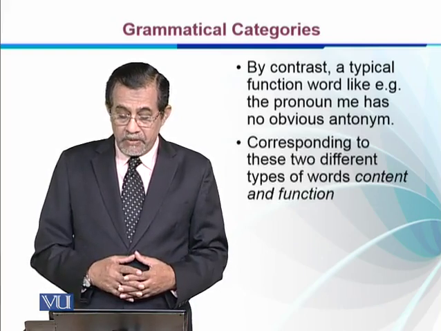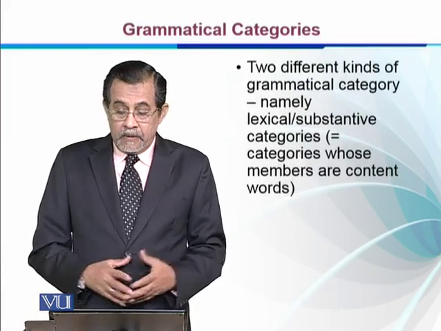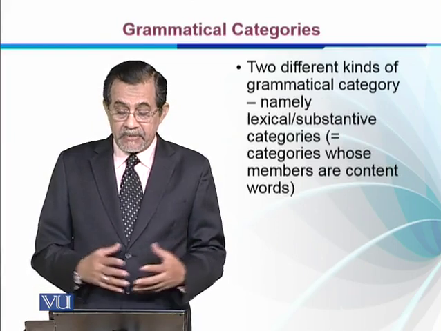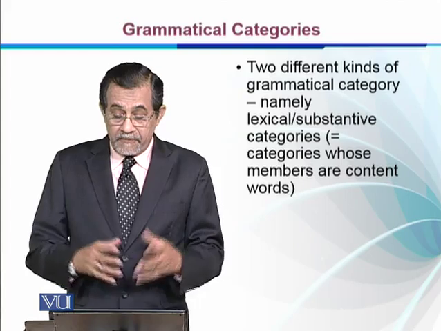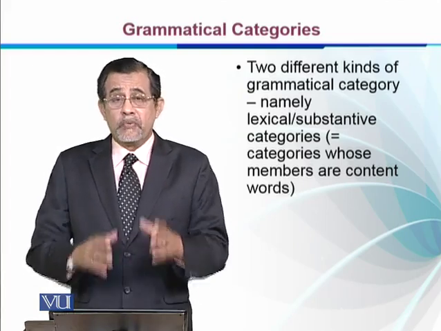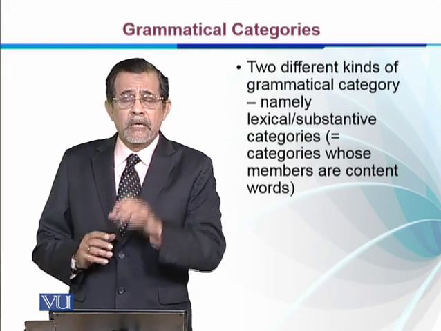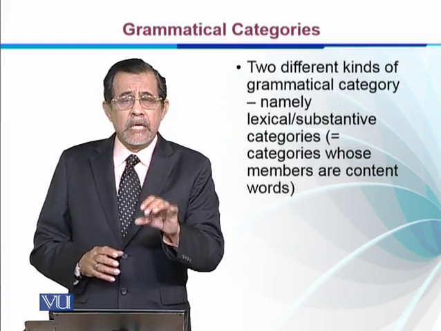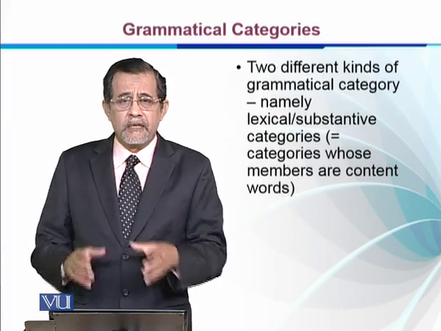Corresponding to these two different types of word, content and function, two different kinds of grammatical categories, namely lexical substantive categories and functional categories, are discussed in grammar. So we now look at what the constituents of the lexical substantive category are, and what the constituents of the functional or functors category of words are.